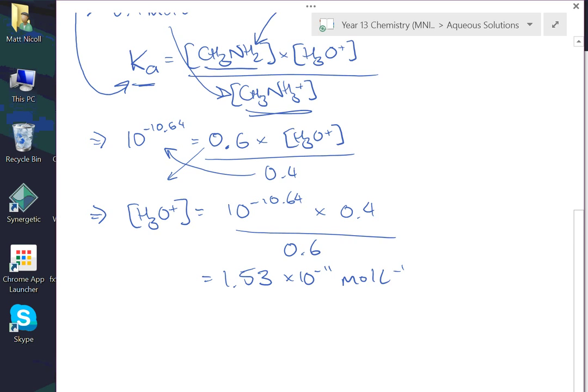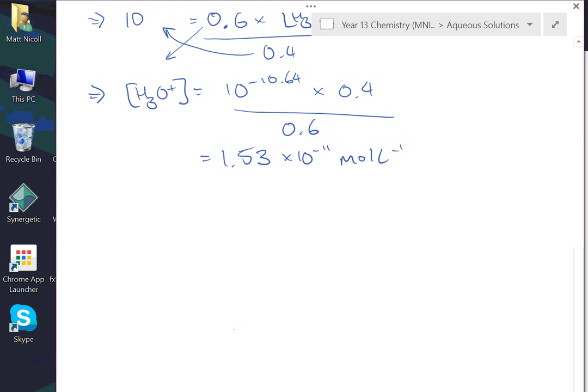Okay, so now I've got that value, I need to remember how to turn that into pH. So I need to remember this equation. pH is negative log of the hydronium ion concentration. So I'm going to put this number here into that equation and work it out.